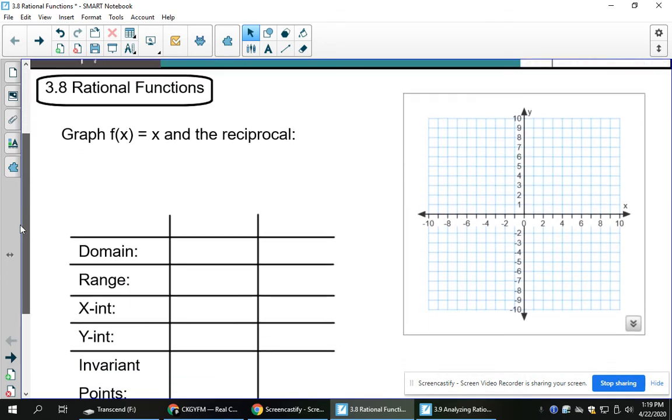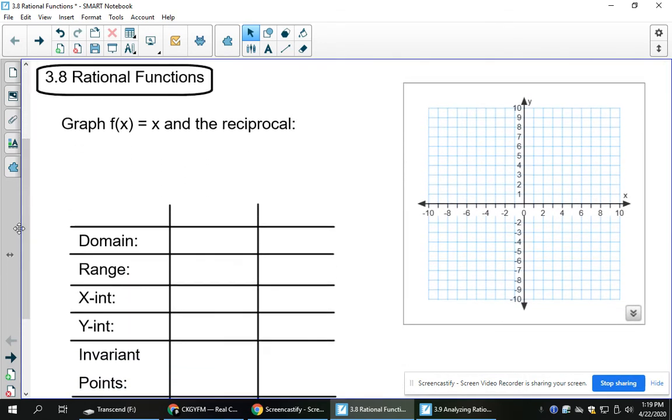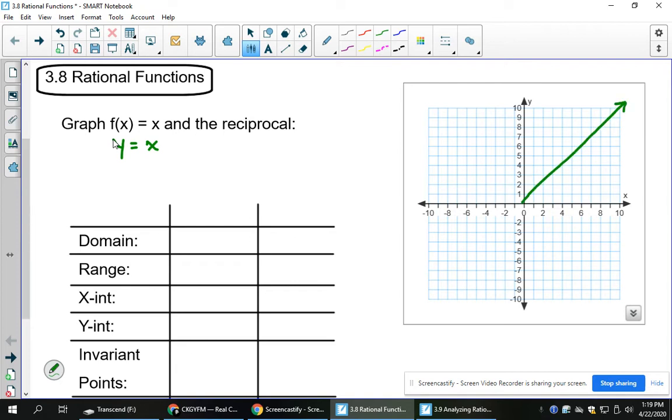The first thing I want you to do is sketch y equals x, or f of x equals x, and then I'll show you how to do the reciprocal. The equation y equals x should be pretty simple to graph. It's just where all of the xy coordinates have the same number, like 0, 0, 1, 1, 2, 2. So that would be this diagonal line that cuts through the Cartesian plane through all those points.